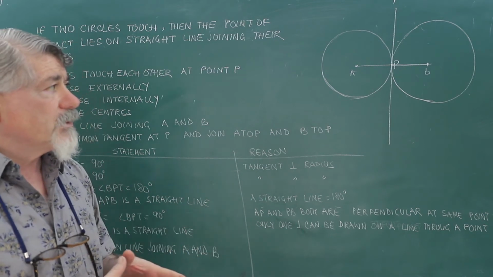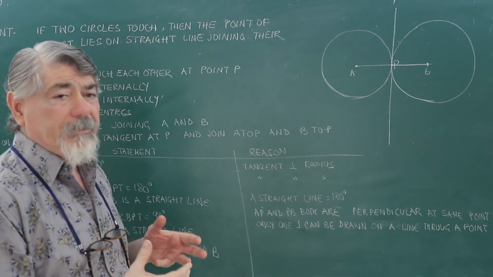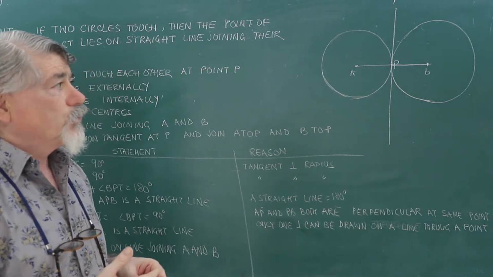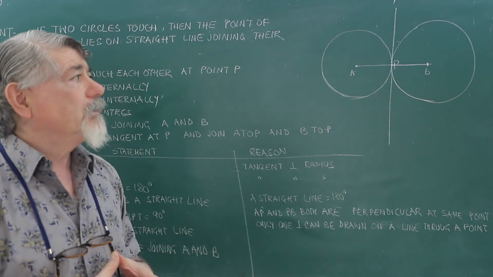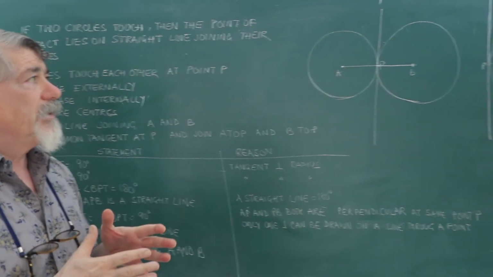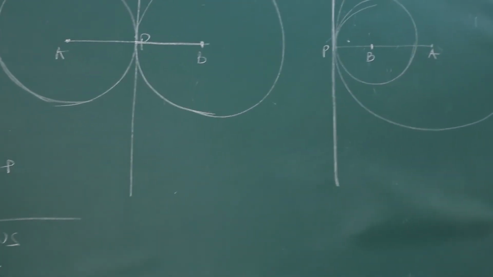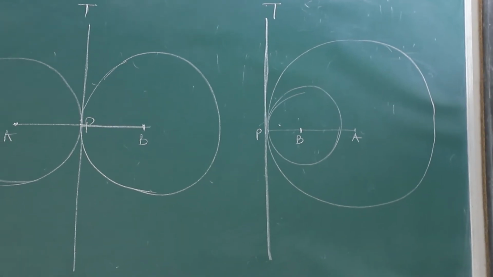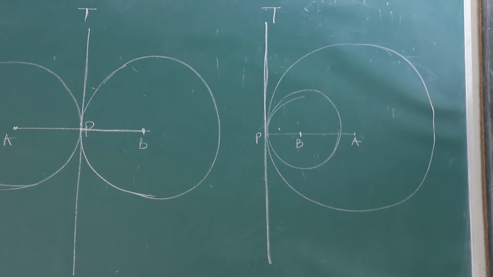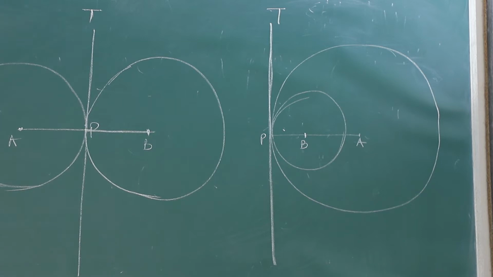Now for the smaller circle, B is the center. BP is the radius. So BP and PT will also be perpendicular to each other, because the radius and tangent are perpendicular to each other. That means angle APT, 90 degrees, is equal to BPT. And P is the same point. At P we are getting two angles of 90 degrees, whether BPT or APT.